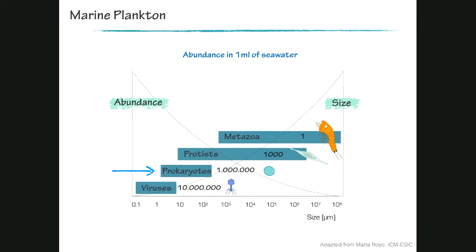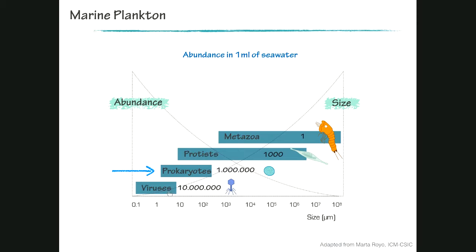So here what you can see is a plot showing the relationship between abundance and size. And as you can see, there is a clear inverse relationship. This is the size, sorry, in log scale, so one order of magnitude larger every time. And this would represent the abundance. So the smaller these components of plankton are, the more abundant they are.